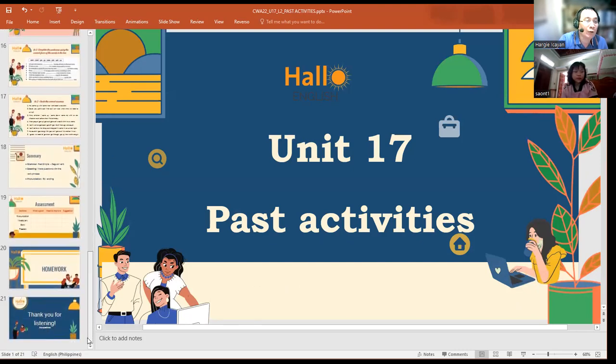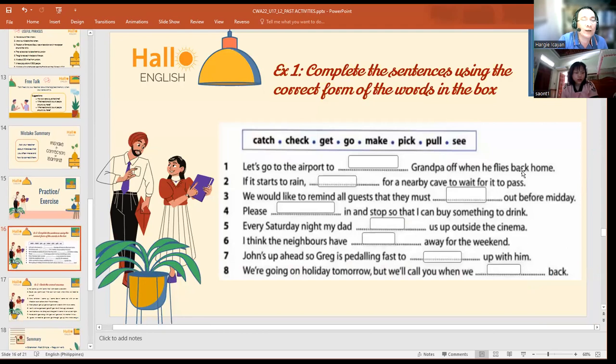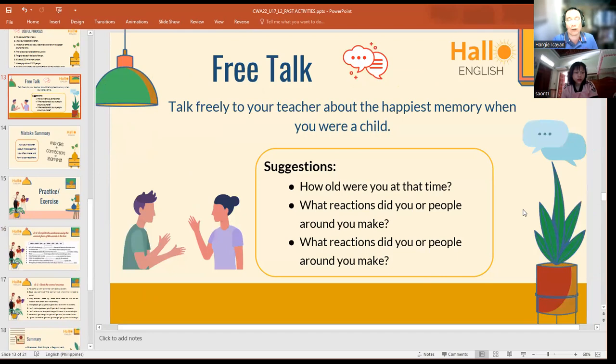Do you have any questions so far with this? No more? Okay, if you don't have any more questions, let's try to have a free talk first. Talk freely to your teacher about the happiest memory when you were a child. Suggestion, you can start talking. How old were you at that time? What reactions did you or people around you make?